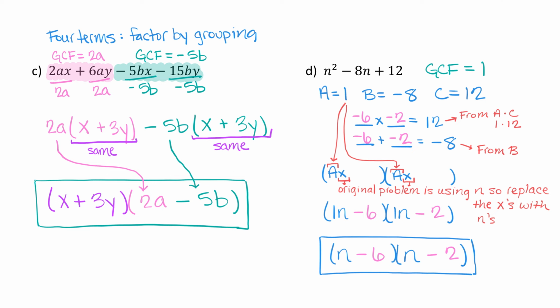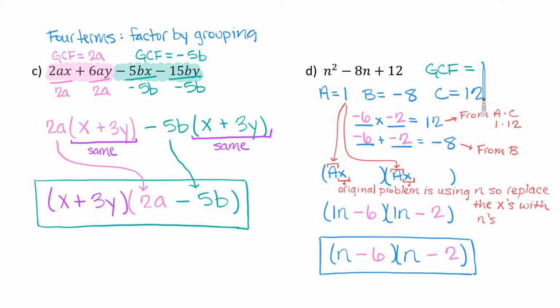That is what you want. If they aren't the same, that means you did it wrong. So we take our new GCF and put it out in front. The x plus 3y goes out in front, and 2a is left, and -5b is left.